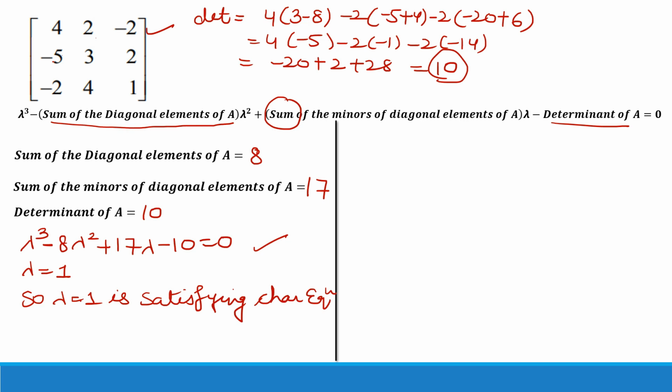Now that means what is the first eigenvalue? The first eigenvalue is 1, right? How to find the remaining eigenvalues?